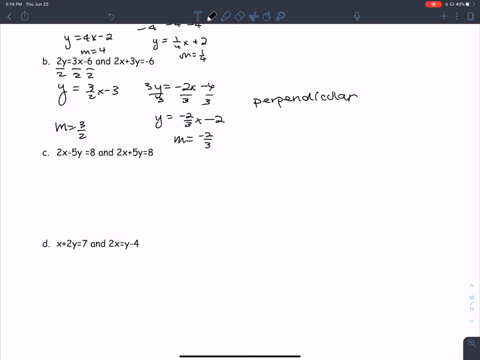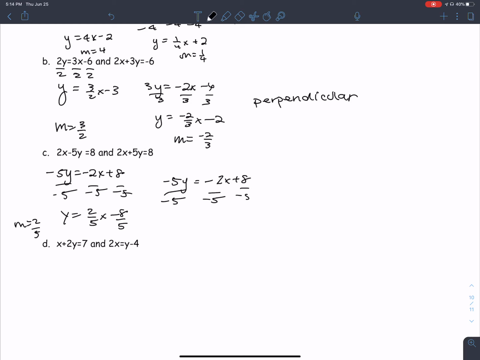All right, this one, here we go. -5y equals -2x plus 8, divide by -5. y equals 2/5 x minus 8/5, so m is 2/5. This one, -5y equals -2x plus 8, divided by -5. y equals 2/5 x minus 8/5. These are parallel. Actually, these are the same line.